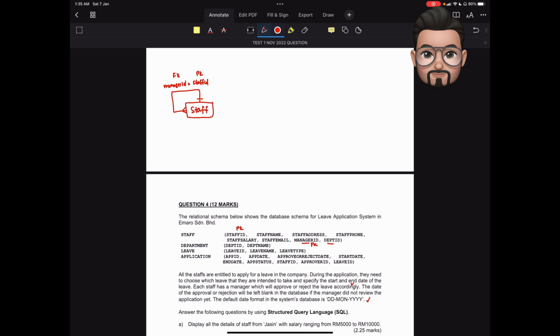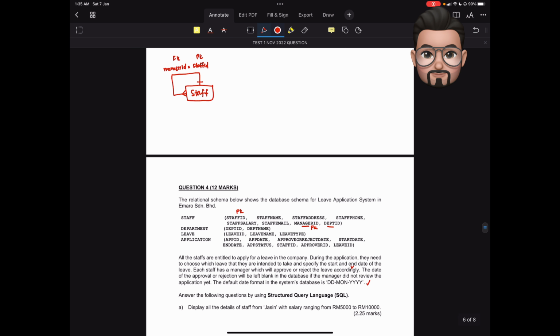Then the next one, staff has a relationship with department. Of course, we should know one department, many staff. So what's the common attribute between staff and department? Department ID. So department ID equals department ID.